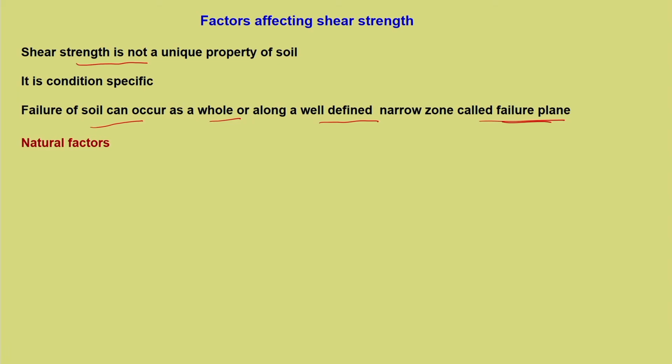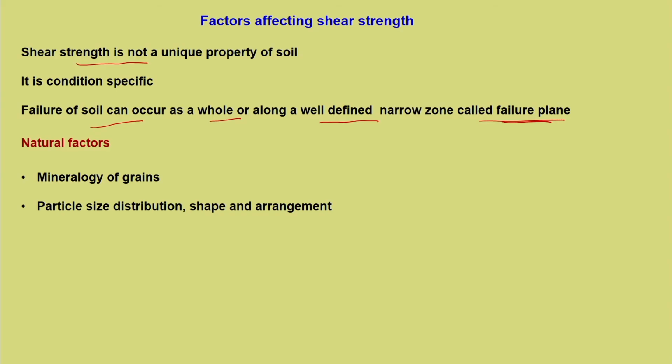So let us first see the natural factors. Mineralogy of grains, because the clay behavior itself is determined by mineralogy. And it is very easy to understand also. For example, an expansive clay behaves differently from a non-expansive kaolinite kind of clay. Particle size distribution, shape and arrangement. So the shape of the particle is very easy to understand. Particle size distribution, how distributed it is, and that distribution will determine how it is arranged when it is compacted. So all these are going to determine the shear strength.